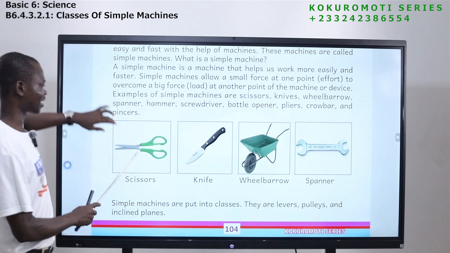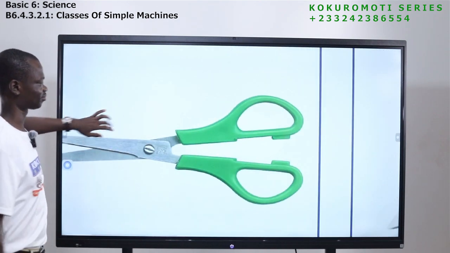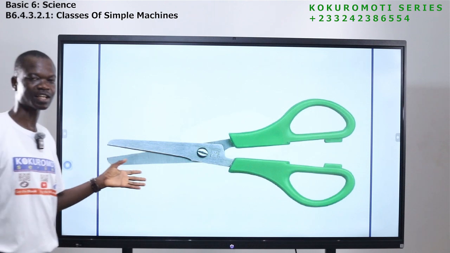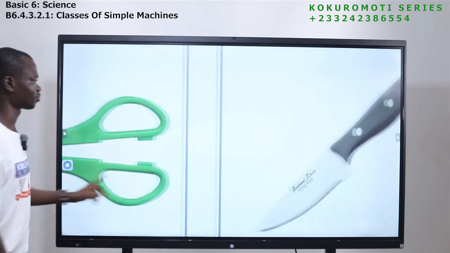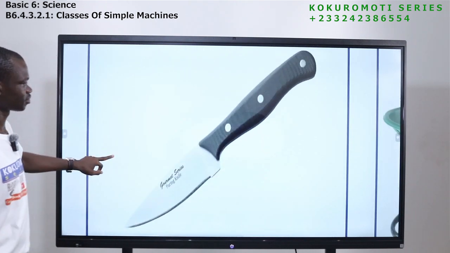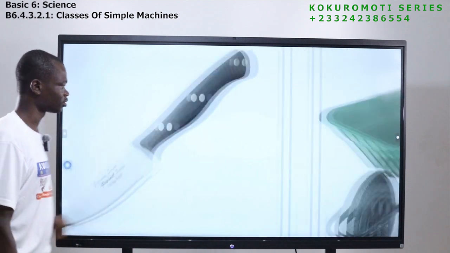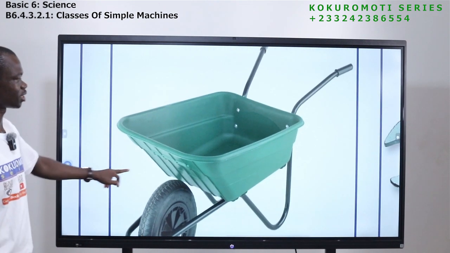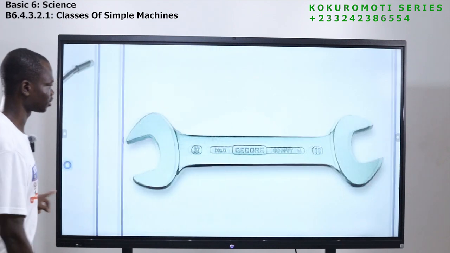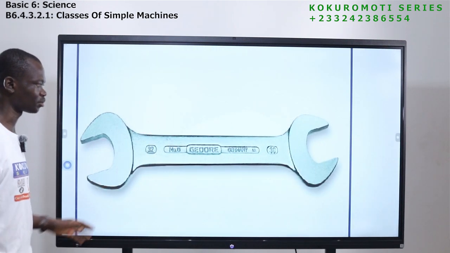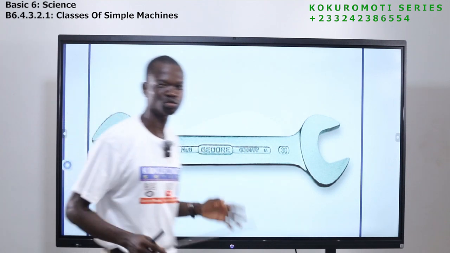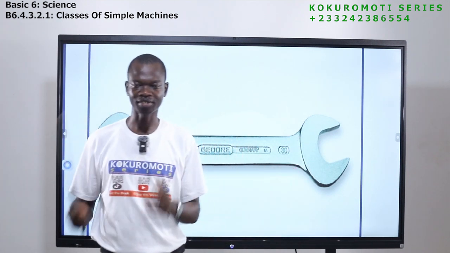So now let's look at them. This is scissors. It's an example of a simple machine. The next one here is knife. Knife too is a simple machine. We have here wheelbarrow. It's also a simple machine. And then this is what? Spanner, another simple machine. So we've seen that simple machines help us to work more easily and faster.